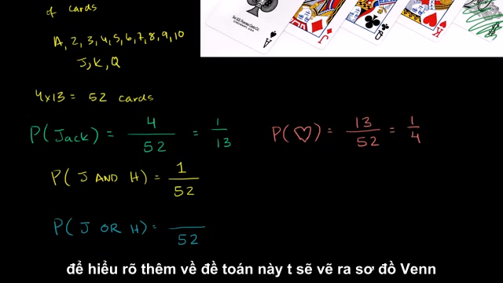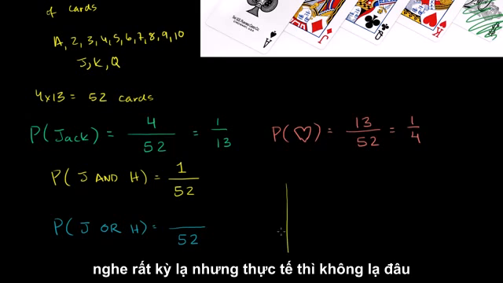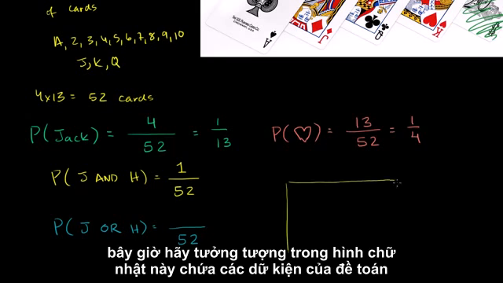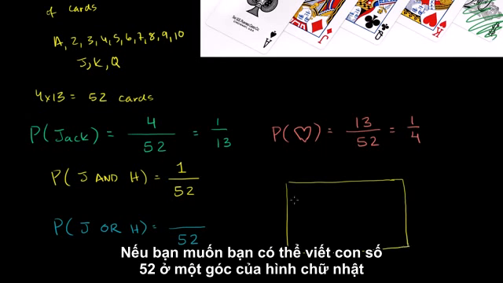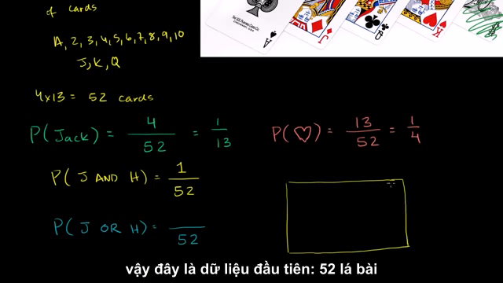And to understand that, I'll draw a Venn diagram. Sounds kind of fancy, but nothing fancy here. So imagine that this rectangle I'm drawing here represents all of the outcomes. So if you want, you can imagine it has an area of 52. So this is 52 possible outcomes.